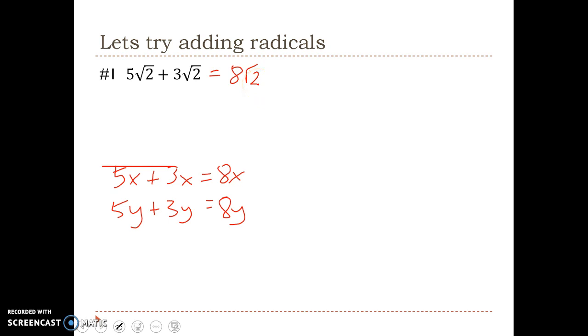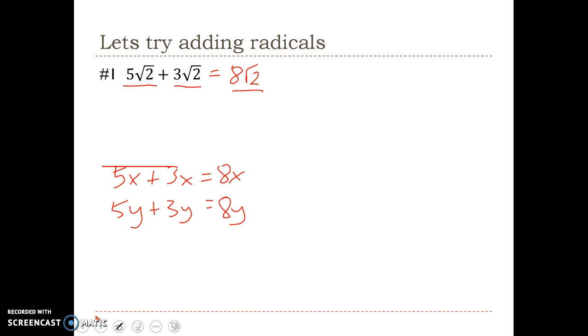We can try this on our calculator. We can take 5 times the square root of 2 on our calculator and get an estimate, like a decimal. Same thing with 3 radical 2 and 8 radical 2. And we will see that if we add these two together, it's the same thing as 8 radical 2.